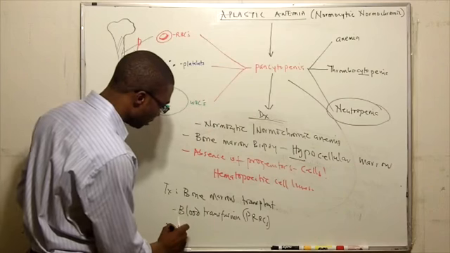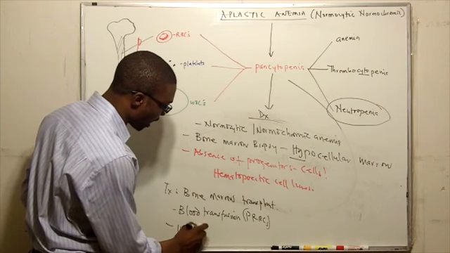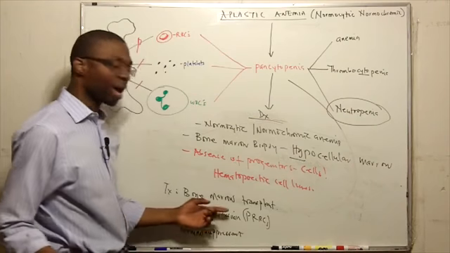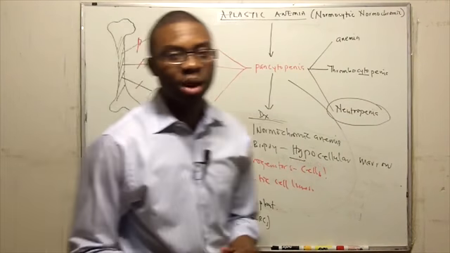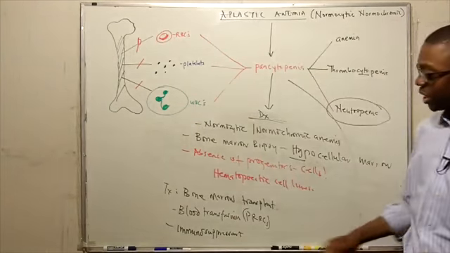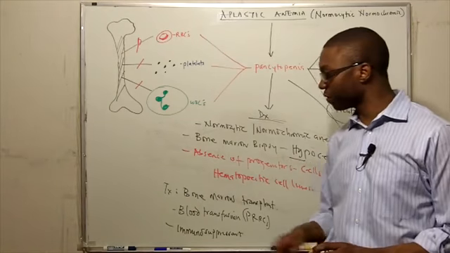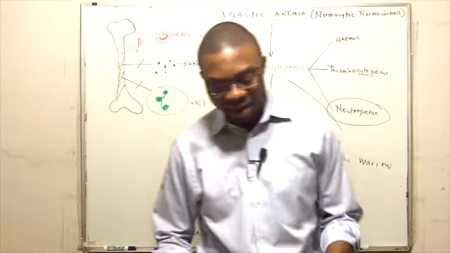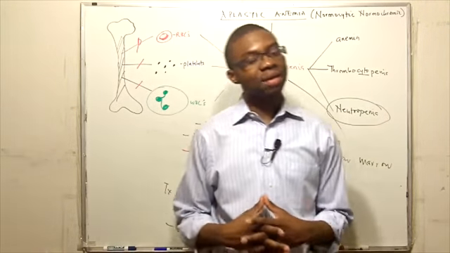Also, they might need to be on immunosuppressive drugs. Why? Because you give them somebody else's bone marrow. So when you get a bone marrow transplant, you're going to be on immunosuppressant drugs to prevent your body from rejecting the bone marrow. All right? And that brings us to the end of aplastic anemia.